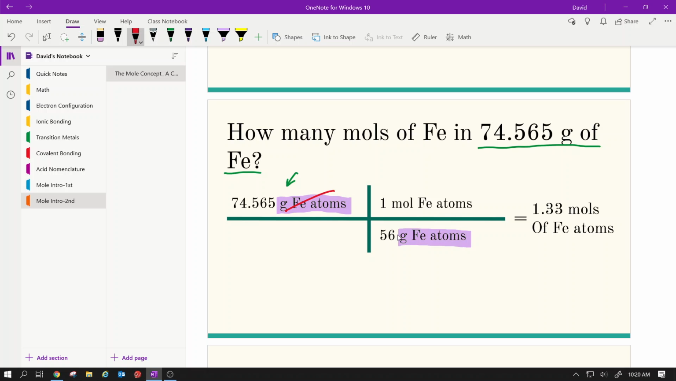When I do that, my grams will go away. I'll be left with moles of iron atoms. And we'll do the math. That times 1 divided by 56. And we should come out with 1.33. All right, try that out. See what we got. We good?